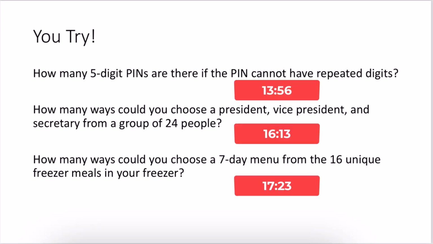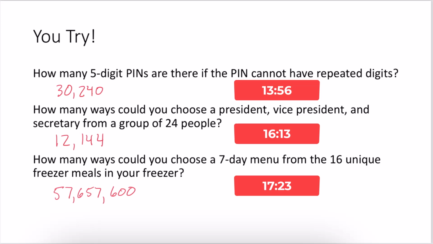Okay, so for this first problem, the correct answer is 30,240 different ways that you can get a 5-digit PIN. For the next one, we have 12,144 ways that you could choose a president, vice president, and secretary from a group of 24 people. And then for the last one, this number is really big. You get 57,657,600 ways you could choose a 7-day menu from the 16 meals in your freezer. So those are the answers that I got when I solved these.